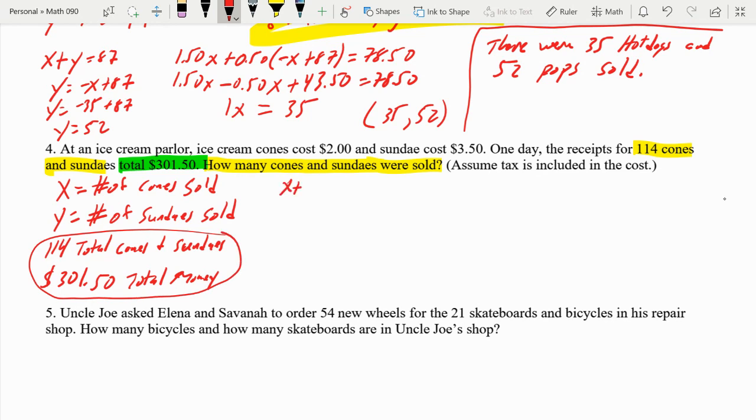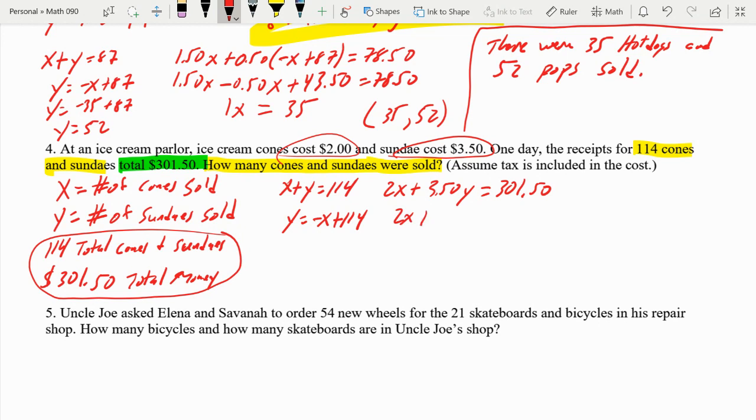So our first equation, x plus y is equal to 114. Next equation. Well, what was the cost of an ice cream cone? The cost of an ice cream cone was $2. So I have 2x plus, what was the cost of a sundae? The cost of a sundae was $3.50 times how many sundaes? I don't know. Is equal to $301.50. Just like always, I try to do stuff without thinking too much. Solve for y. Same steps every single time.